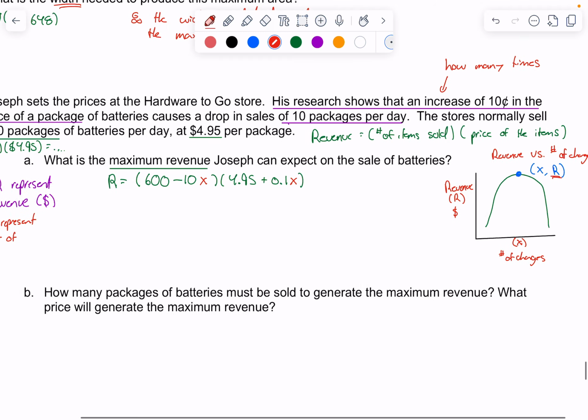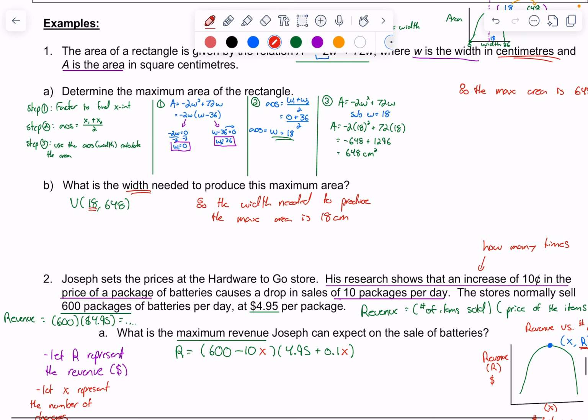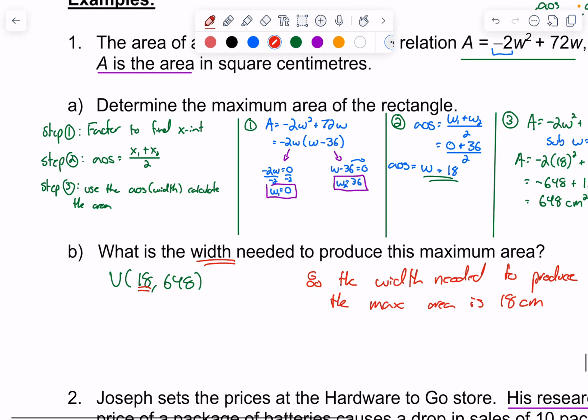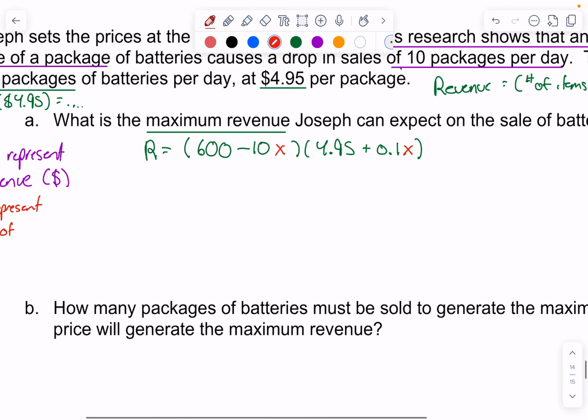So it's the same process as above. It's the same steps. You have a quadratic equation, factor it. Find your AOS. Use that AOS to find the k value or the maximum. In the previous problem, it was the area, but in this problem, it's revenue. So step 1, factor it. Well, it's super convenient. We actually already have it in factored form. So just take this bracket and set it equal to 0.